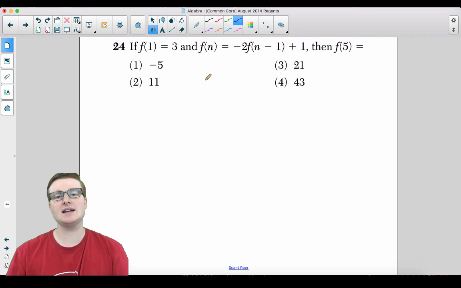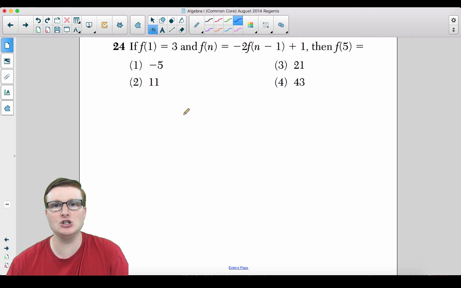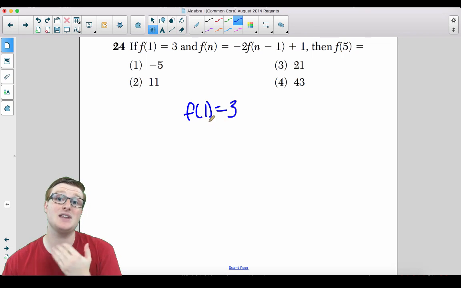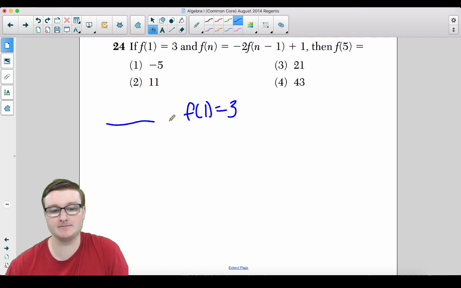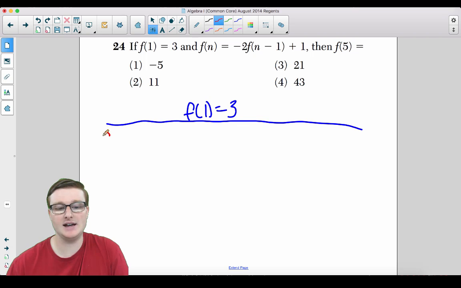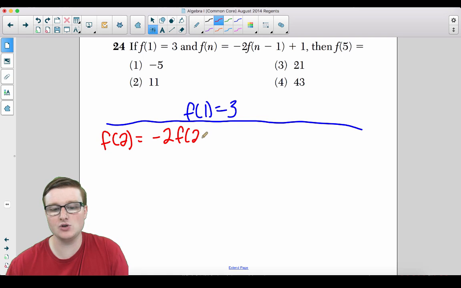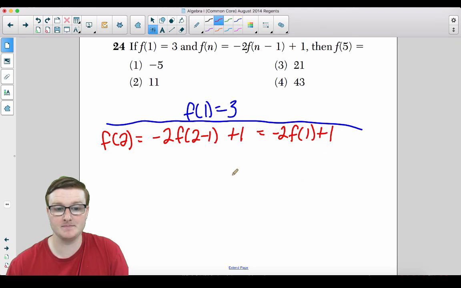Now, what I mean by that is that this particular function has no particular pattern. So what you're forced to do is use the previous term to get the next term. So we're going to do that right now. So f of 1 is 3, right? Let's now find f of 2. F of 2 is negative 2 f of 2 minus 1 plus 1. That's equal to negative 2 f of 1 plus 1, right?